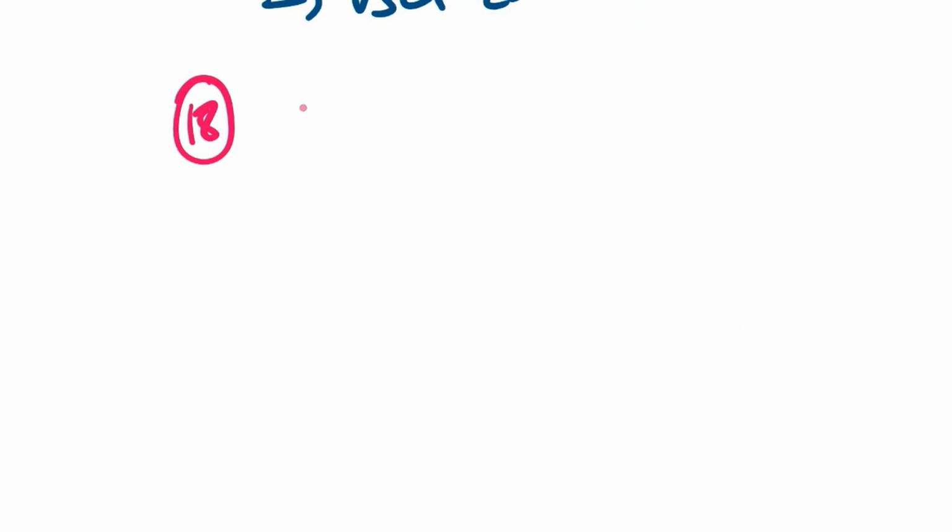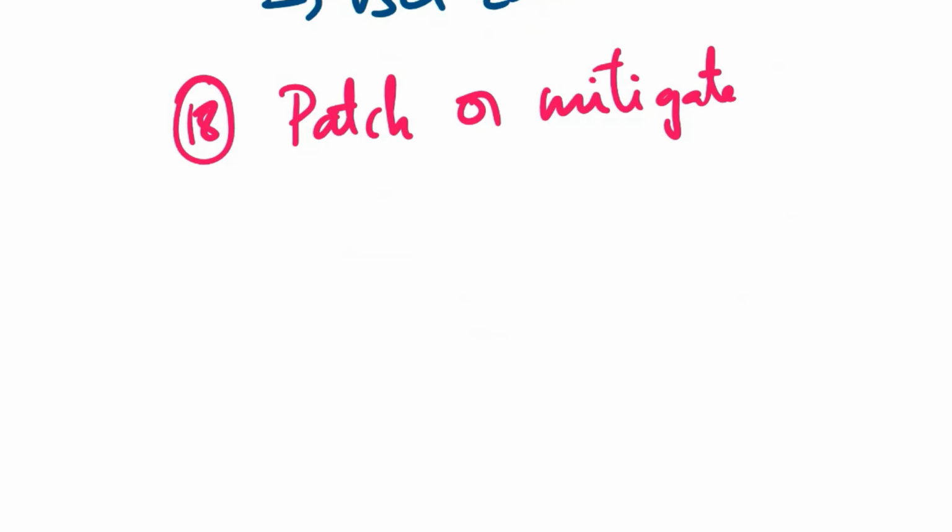Next question. What factors should you consider when deciding whether to patch or mitigate a vulnerability? So, when deciding whether to patch or mitigate a vulnerability, several factors should be carefully considered. The choice between patching and mitigation depends on the specific circumstances and the organization's risk tolerance. Let's see some of the key factors to take into account.